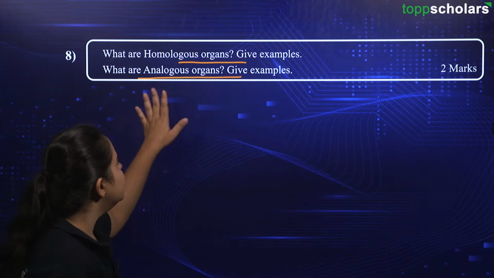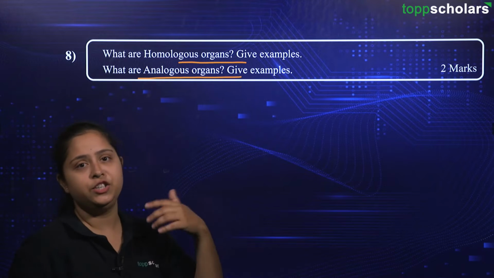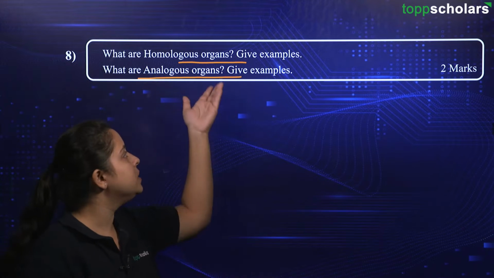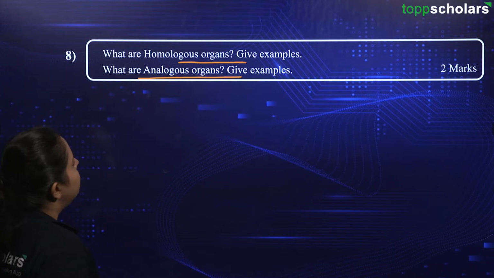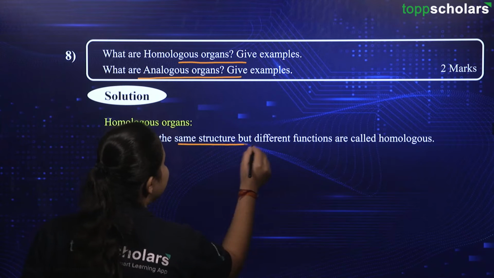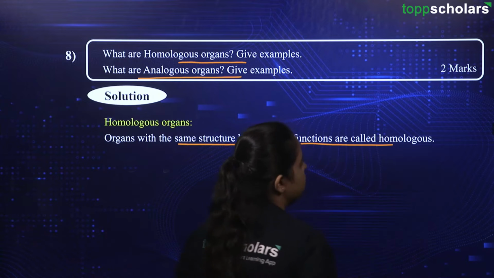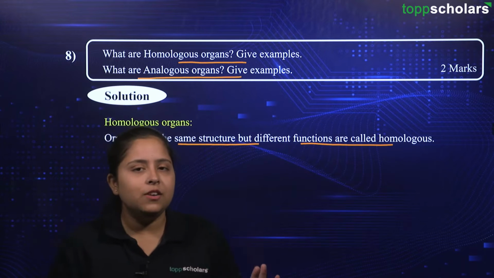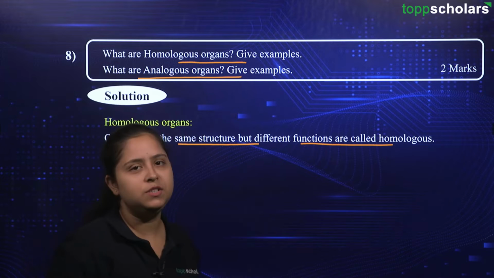Okay. First of all, friends, you need to understand in which of these organs the structure is same and in which of these organs the function is same. Okay. Let us come back to the homologous organs. Let us see over here. Homologous organs are having same structure. Okay. But there are different functions. So, just giving you a trick to remember that homologous have same structure.